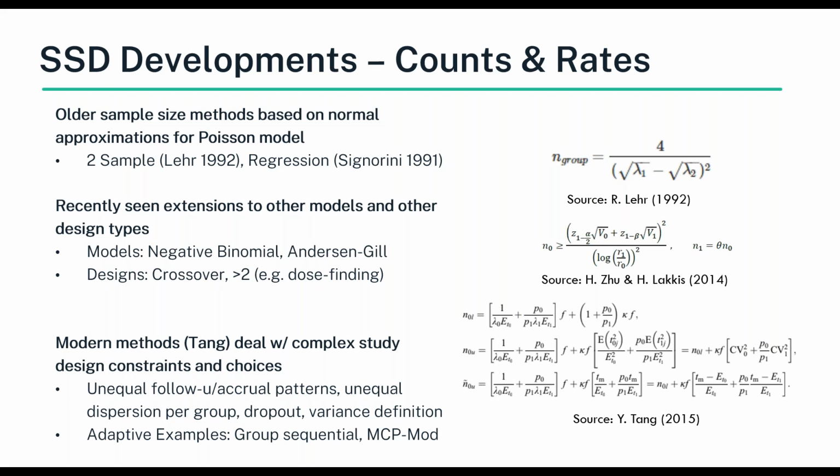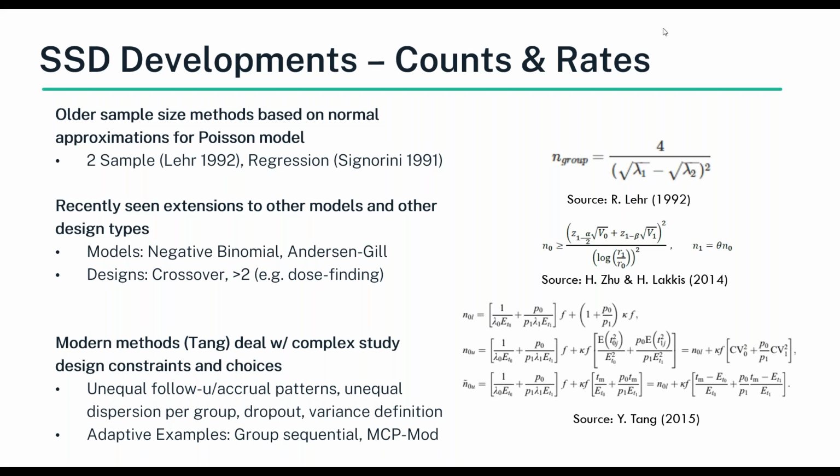But what we've recently seen here are extensions to other types of models, other types of designs, and also other types of hypotheses. For example, the negative binomial model has seen a vast amount of work over the last 15 years or so. The Anderson-Gill model has seen lots and lots of work over the last 6 years or so, and also designs like crossover designs, adaptive designs, multi-arm designs. They've all been worked on quite extensively. And actually, in addition, many other types of hypothesis types are now catered for, like non-inferiority and equivalence testing for the majority of these models.